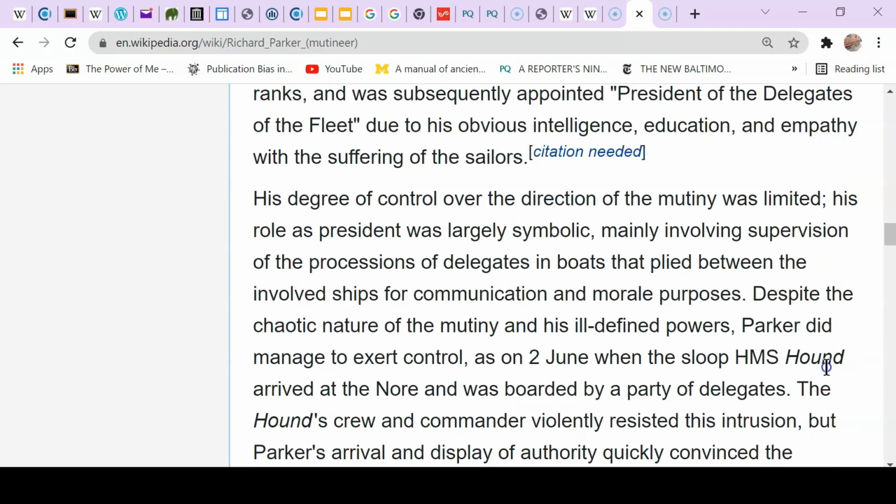It says that his degree of control, Parker's this is, over the direction of the mutiny was limited. Right? His role as president was largely symbolic, mainly involving supervision of the processions of delegates in boats that plied between the involved ships for communication and morale purposes. So this plays out very loosely here on his wiki page, and I'm not going to go any further than this for this fun little episode. And so the way this plays out, there are a bunch of ships involved in this mutiny in 1797. And so this is that supervision that he is overseeing or whatever he's doing, right, between the couple of boats that are in cahoots, right?